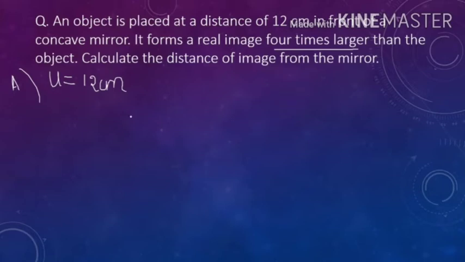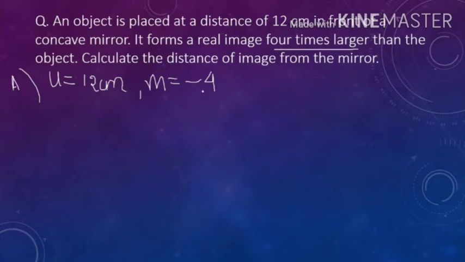If it is a real image, then its magnification will be minus 4. As we have studied, for a real and inverted image the sign of magnification is minus, and if it is a virtual and direct image, then the sign of magnification will be positive. This is to be remembered. So the magnification is minus 4.